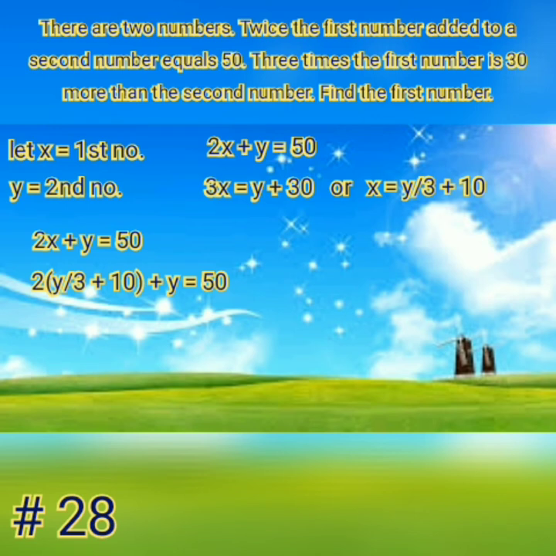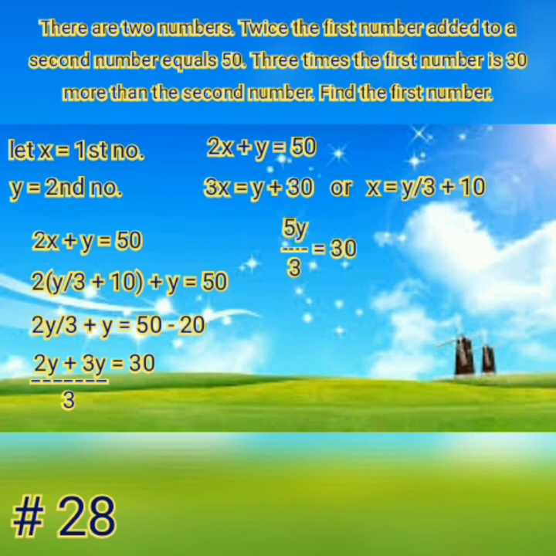2y over 3 plus y is equal to 50 minus 20. This will be 2y plus 3y all over 3 is equal to 30. This will be 5y over 3 is equal to 30. By cross multiplication, we have 5y is equal to 30 times 3 or 5y is equal to 90. So y is equal to 18.